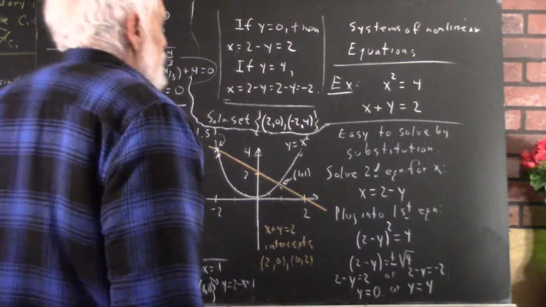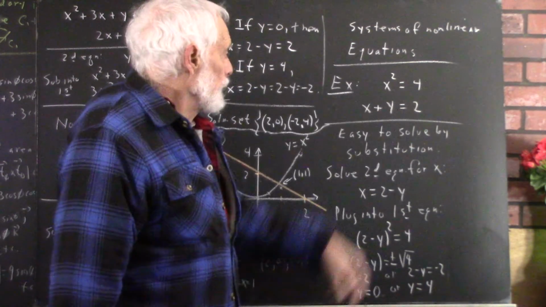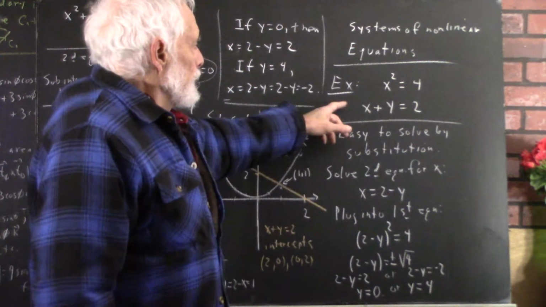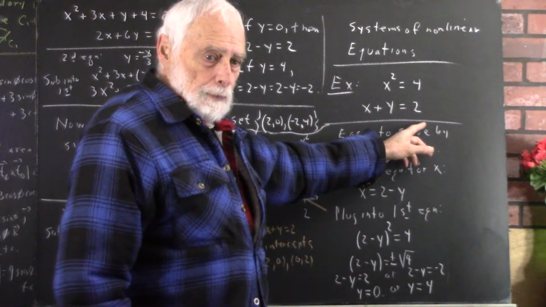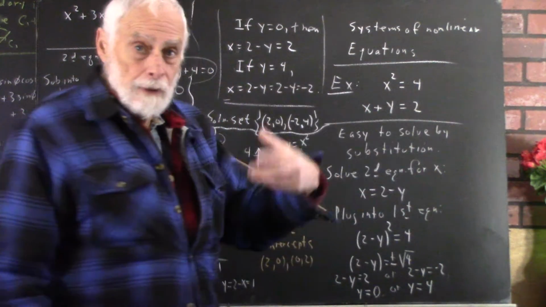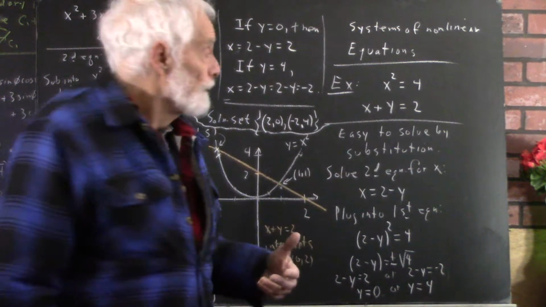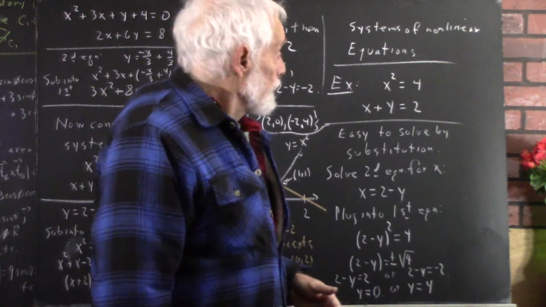Okay, looking at systems of nonlinear equations. We have the example x squared equals 4, x plus y equals 2. This is two equations in the unknowns x and y. How do we solve the system?